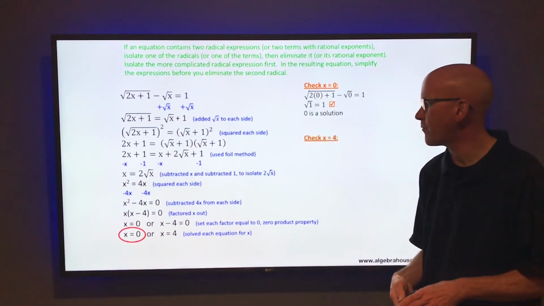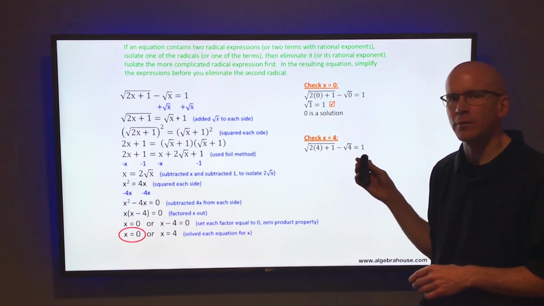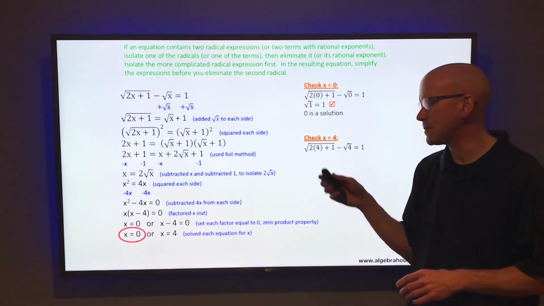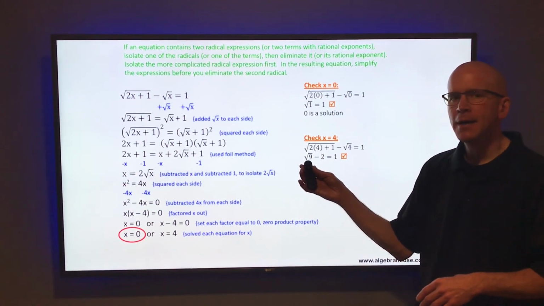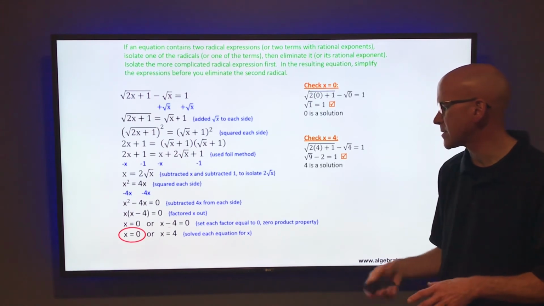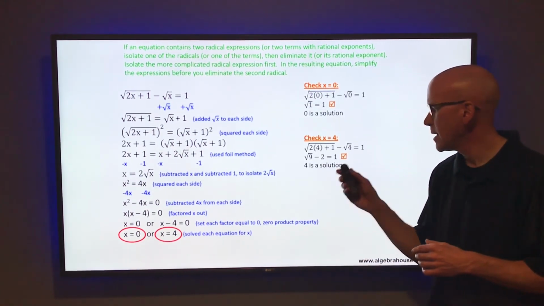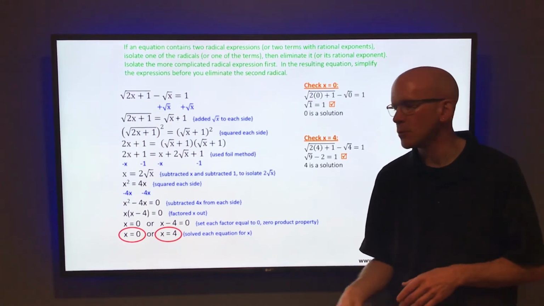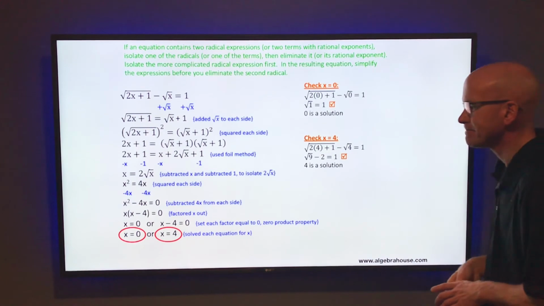If you substitute 4 back in for x, we get the square root of 2 times 4 plus 1 minus the square root of 4 equals 1. Well, 2 times 4 is 8. So we get the square root of 8 plus 1, which is the square root of 9. And minus the square root of 4 would be minus 2. So the square root of 9 is 3. 3 minus 2 is 1. 1 equals 1. Both sides equal each other. That means 4 is also a solution. So x equals 0. Also x equals 4.